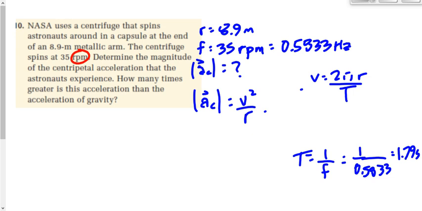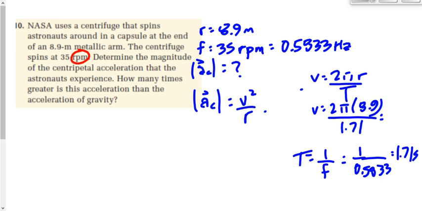I got a feeling, given that we have found the period and somebody else told me that 2 pi r over t is applicable here, that we can do something else. Brogan? 1.71? Okay, 1.71, not 1.79. But we can still use that up here, right? 2 times pi times 8.9 divided by 1.71. What do we get for the speed there?